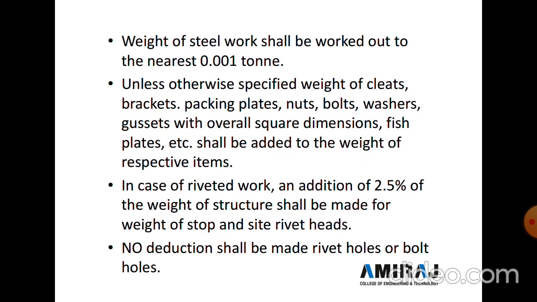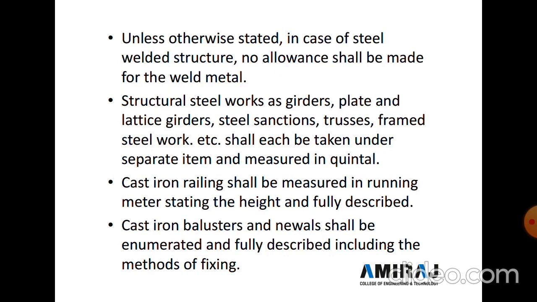In case of riveted work, an addition of 2.5% of the weight of the structure shall be made for the weight of the top and side rivet heads, and no deduction shall be made for rivet holes or bolt holes. Unless otherwise stated, in case of steel welded structure, no allowance shall be made for the weld metal. Structural steelwork such as girders, plates, lattice girders, steel sections, trusses, frames, etc. shall be taken under a separate item and measured in quintals.